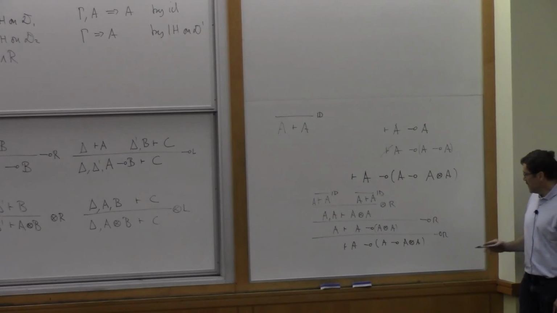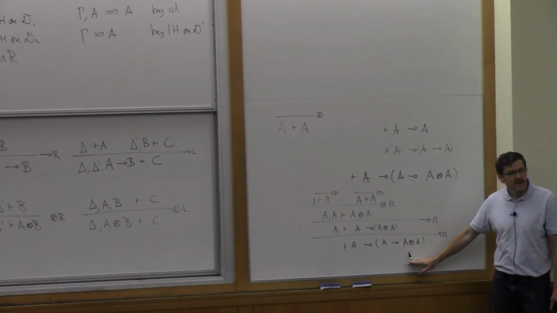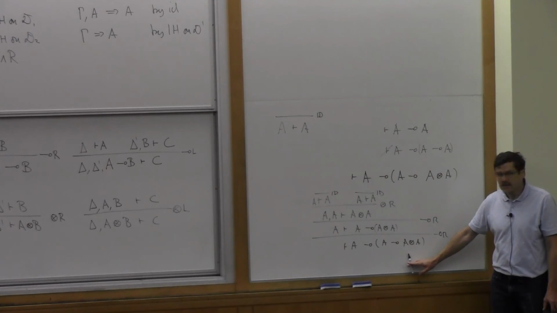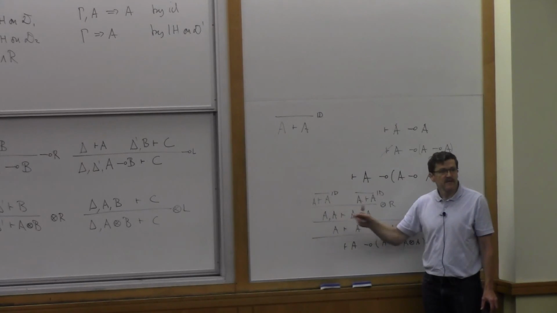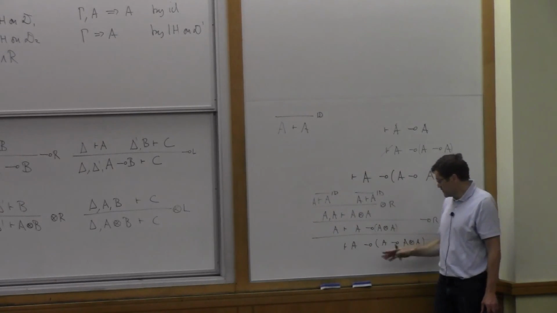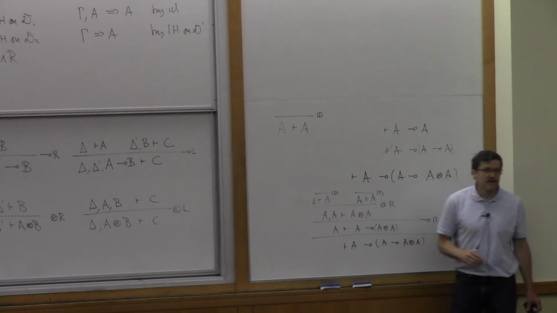By the way, how many proofs are there of this? Does anybody have an idea? There should be 2 proofs, right? And it depends on whether this assumption goes here or this assumption goes here. The other one is forced, right? So there's 2 normal proofs without using cut. Normal proofs, I should say.